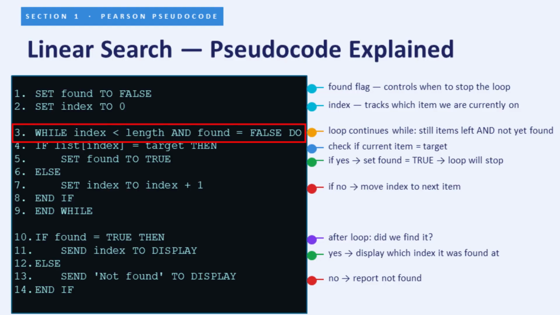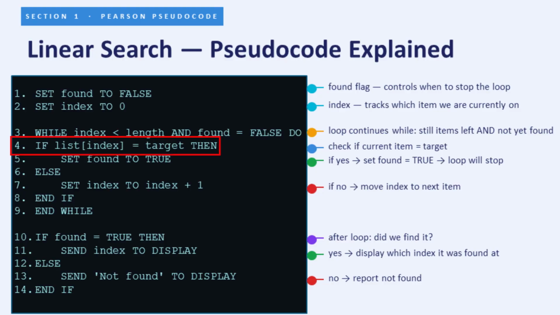This is our loop. It says, keep looping as long as 2 conditions are both true. First, we have not gone past the end of the list. Index less than length means there are still items left to check. Second, we have not found the target yet. Found equals false means the switch is still off. As soon as either condition becomes false, the loop stops.